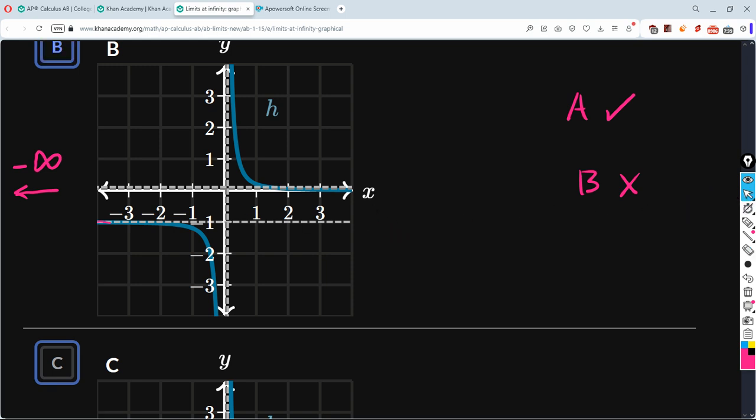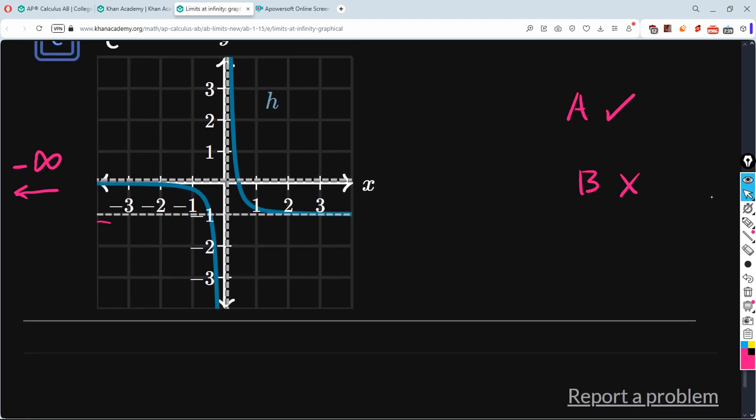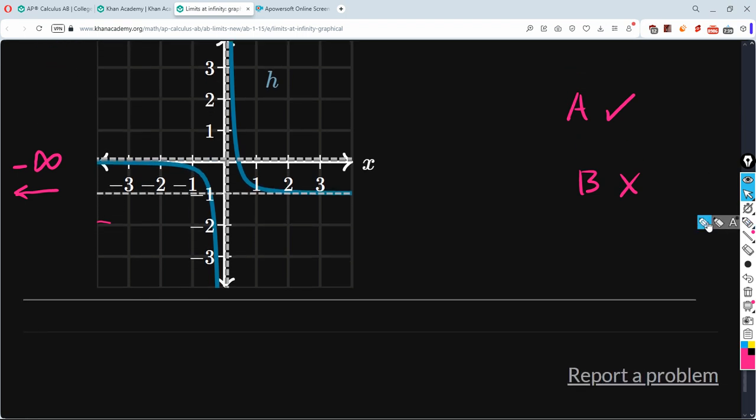And finally, graph C. We're headed toward negative infinity. If we follow the graph to negative infinity, we can see the asymptote right here on the x-axis. Again, this is y equals 0, and the graph tops out in the direction of negative infinity at y equals 0. So C is good. Remember, we wanted the ones that approach y equals 0. So just answers A and C.